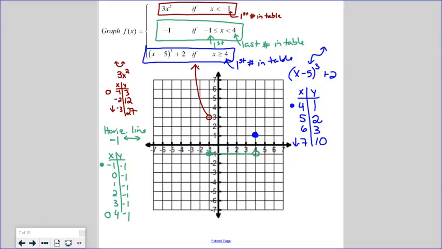I just added 2 to each of my answers. So 5, 2, 6, 3, and then 7, 10 runs way up here, and you can see that we've got the little squiggle that goes through the origin and then starts to shoot up really high, really fast.